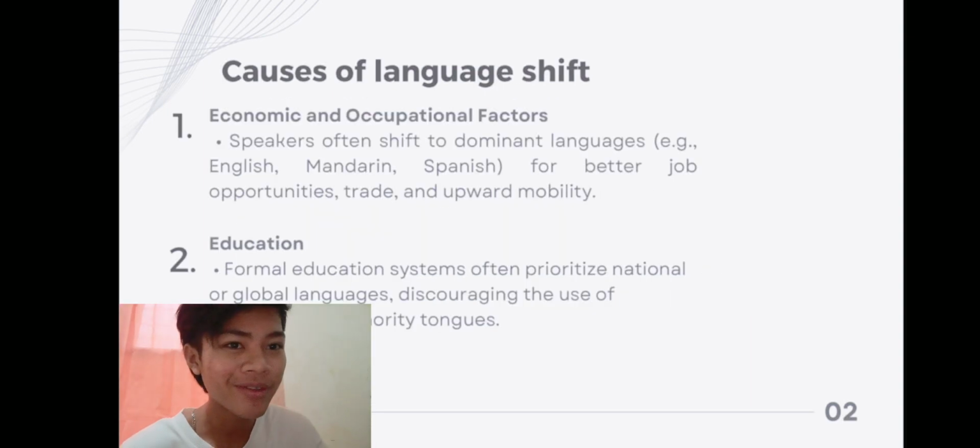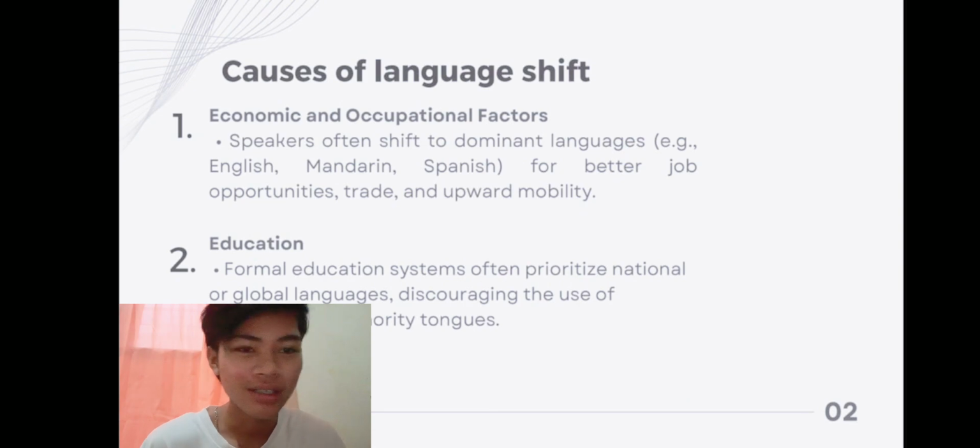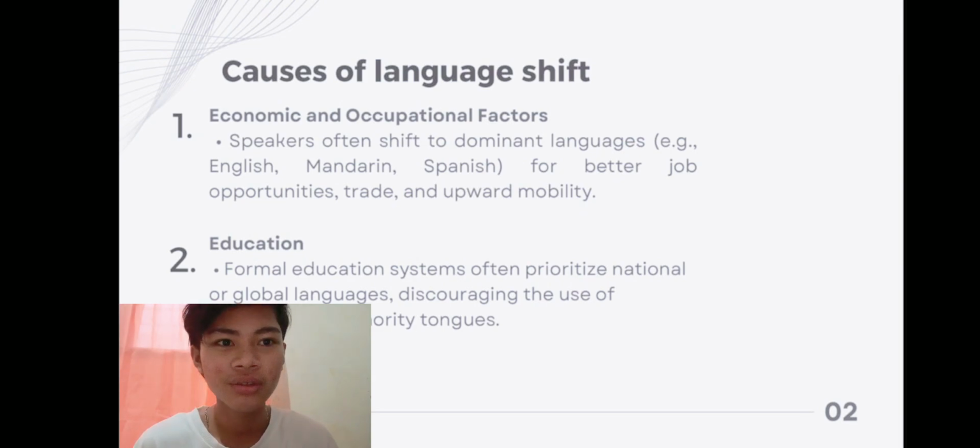Now, we all know that everything, event, or scenario has a cause. So, what causes language shift? Number one, economic and occupational factors. People tend to choose languages that give them better chances in life, like getting jobs, doing business, or moving up in a society or in a country. That's why many shift to global languages like English or Mandarin. That's the first reason for language shift.